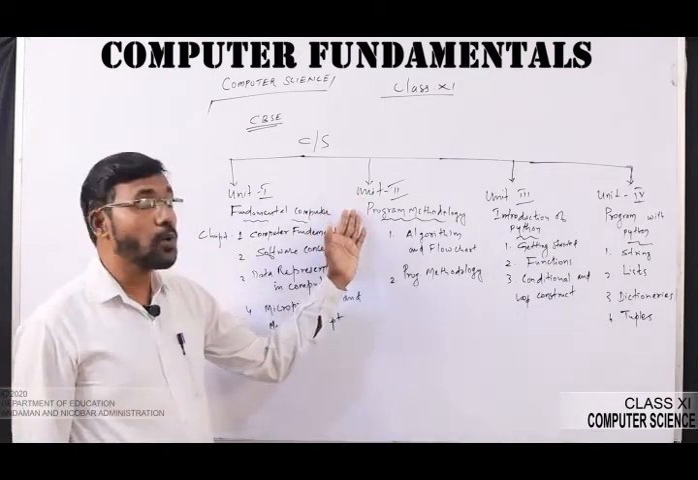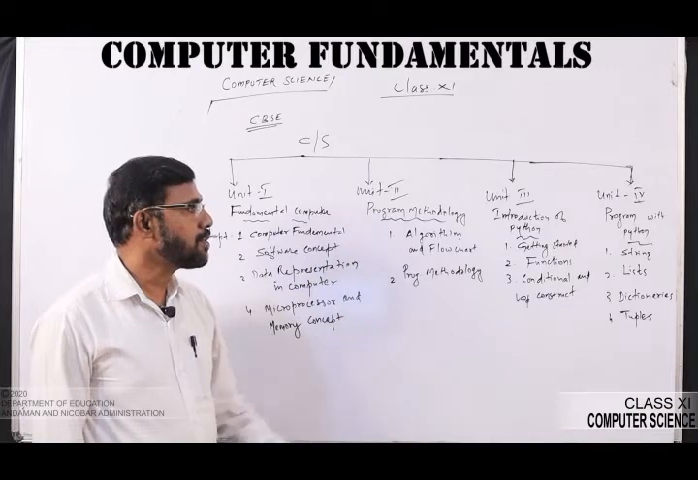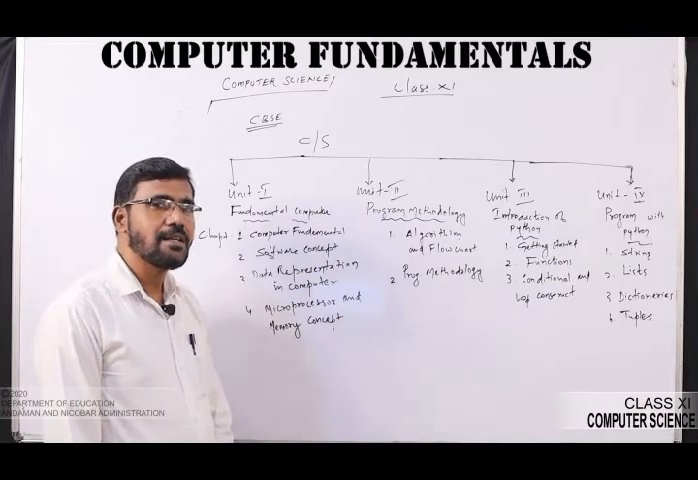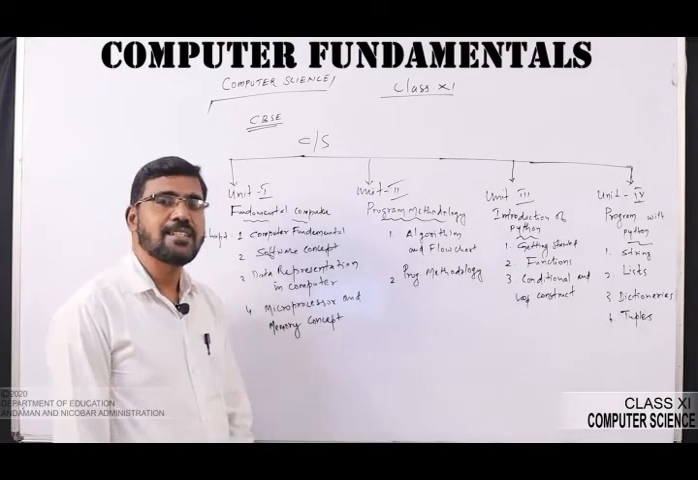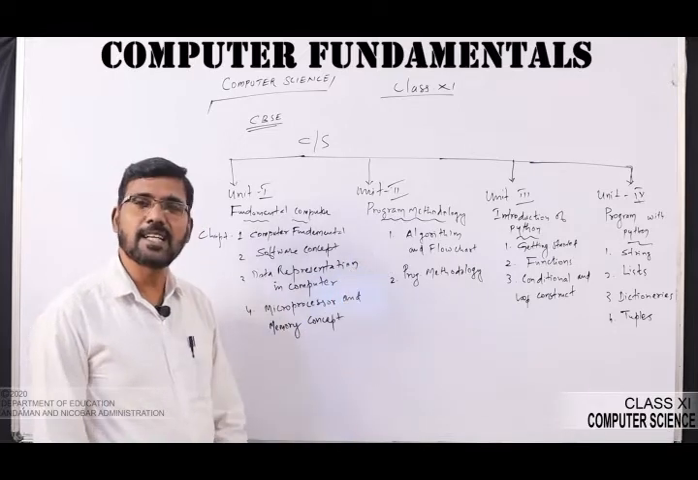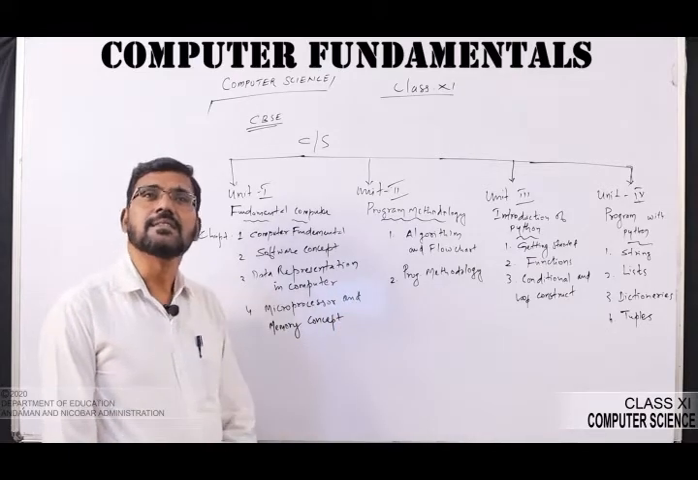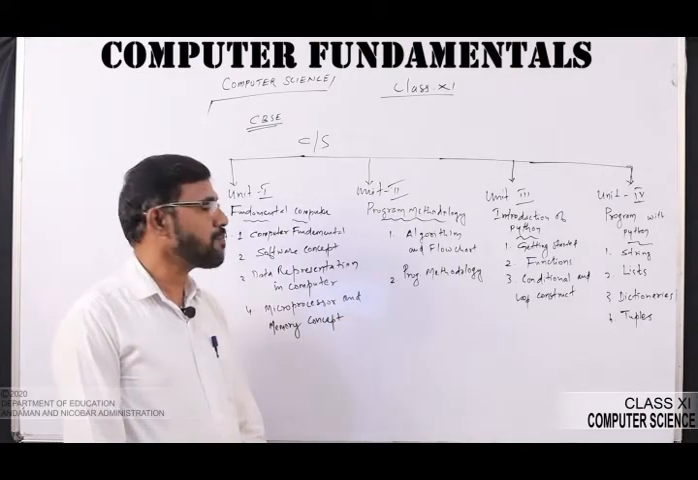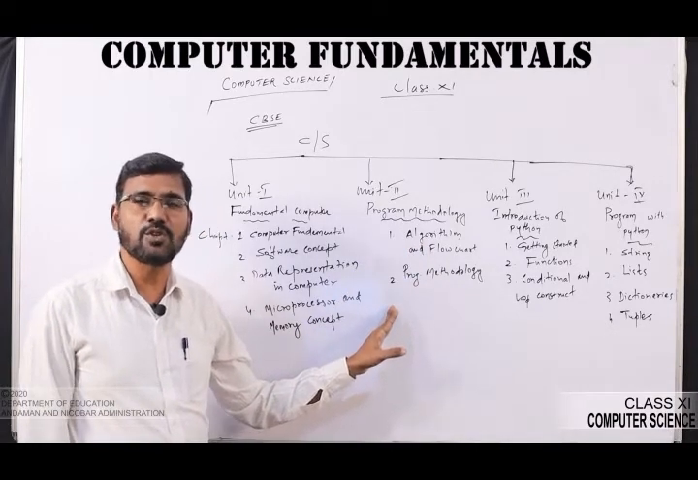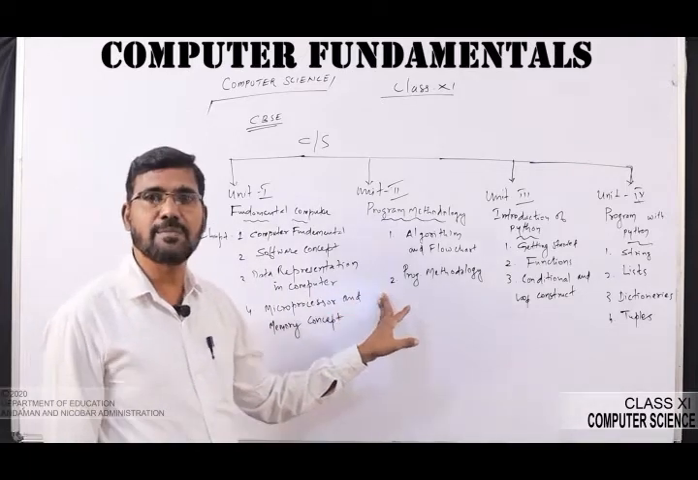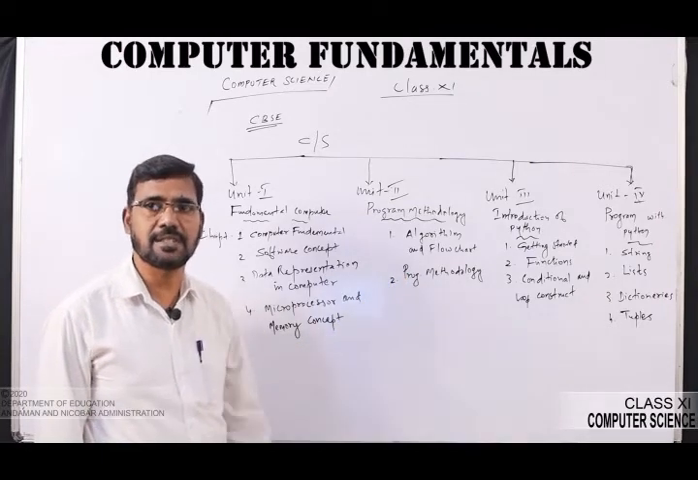The second unit is programming methodology. In the second unit, there are 2 chapters given. Algorithm is the first chapter, and flow chart. So, here the logic base starts. Normally you never read about these things. Algorithm and flow chart are technical terms. You may be aware of algorithm from the mathematics subject, but the flow chart may be a new thing for you. The second chapter is programming methodology.